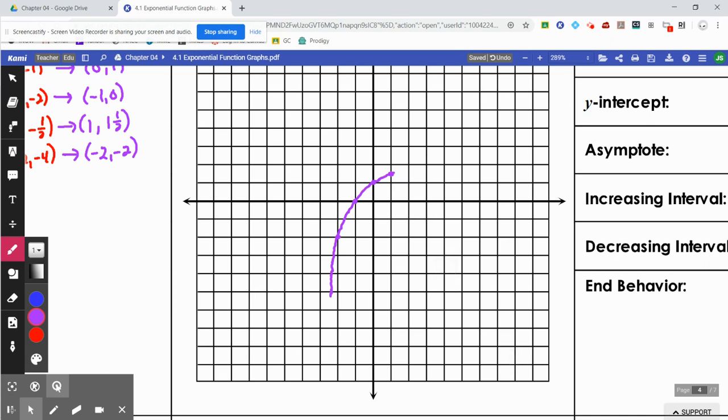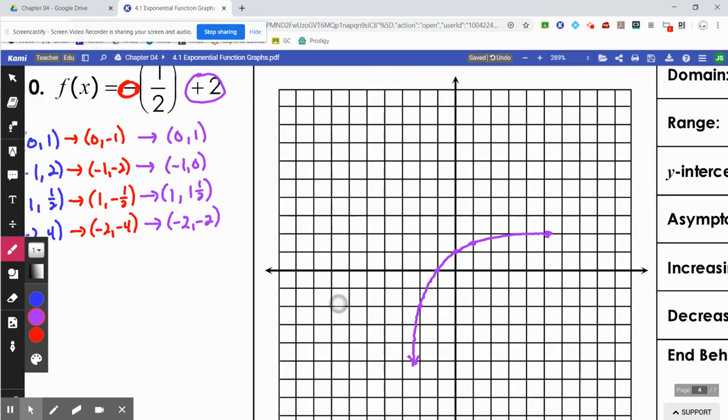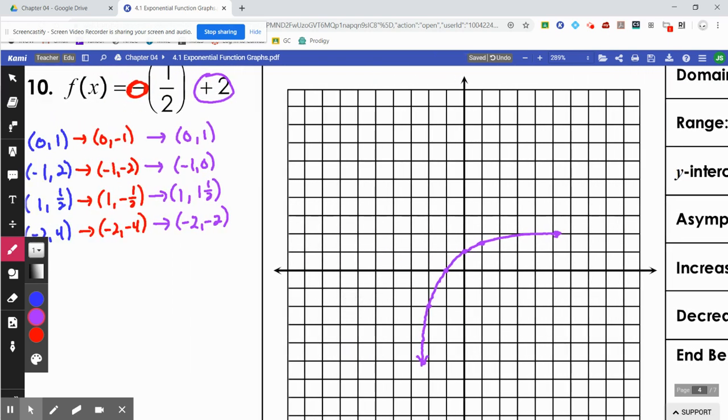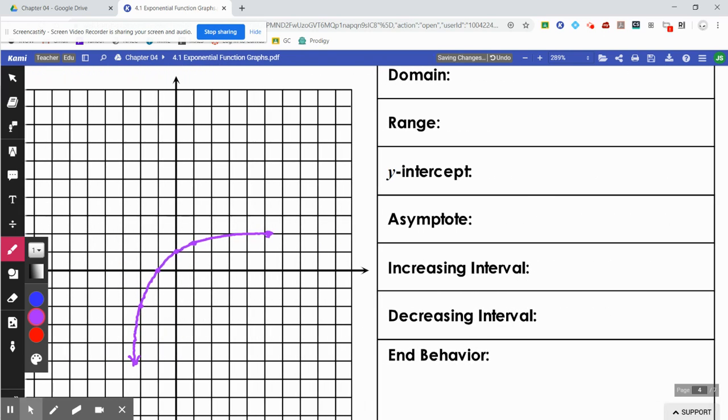My asymptote line, notice we got flipped, so I can see that I'm probably going to level out right there at a y value of 2 because my asymptote line used to be at 0, but this plus 2, I flipped it and moved it up 2, so my asymptote line now should be at y equals 2. So I'm going to go ahead and label that.